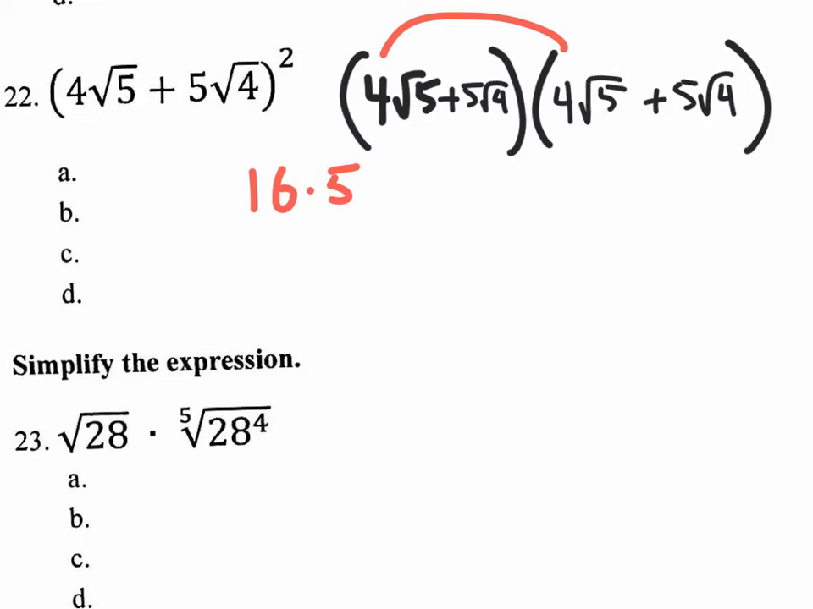Now maybe I should show my work so people don't get confused. 4 times 4 is 16. The square root of 5 times the square root of 5 is the square root of 25, correct? Which later we're going to change to 5.